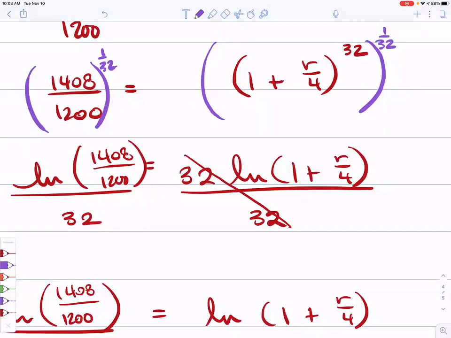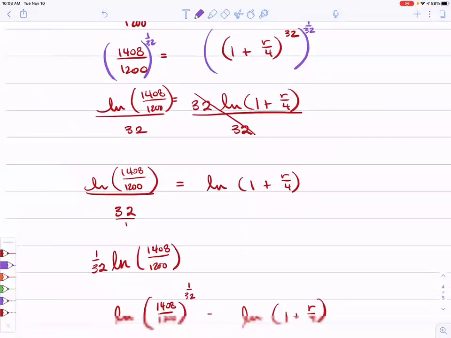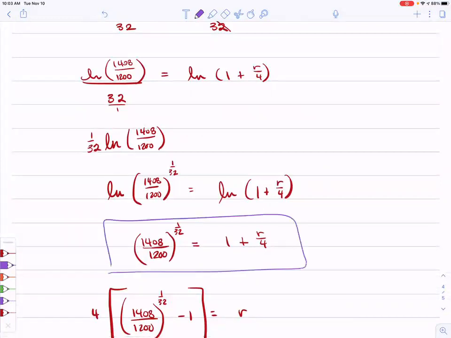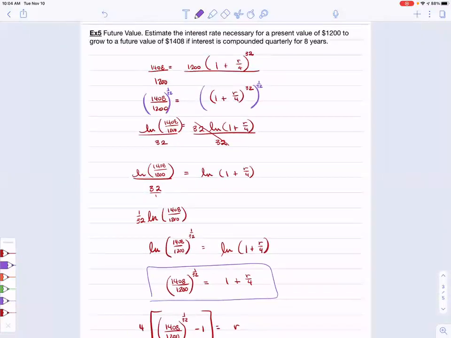On the right side of the equal sign, what happens with the 32 power and the 1/32 power? They cancel each other out. So on the right side, I'm just left with 1 + r/4, yeah? Can you look up at the screen? Let's go all the way down to our mini equation. There it is. Look at all that we could have cut out. But that's okay. I didn't give you any direction on that, and we had the extra time.